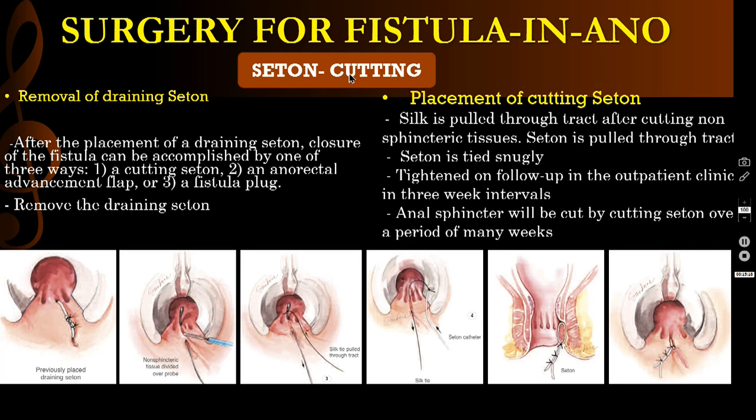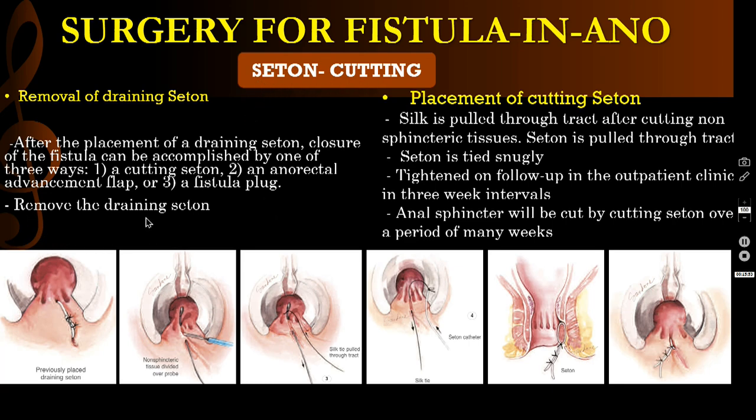Coming to the Seton cutting, you have to remove that draining Seton first. After the placement of the draining Seton, closure of the fistula can be accomplished in one of three ways. Either you can do it by cutting Seton, an anorectal advancement flap, or a fistulous plug. So here in this slide, I am going to describe how to do a cutting Seton placement.